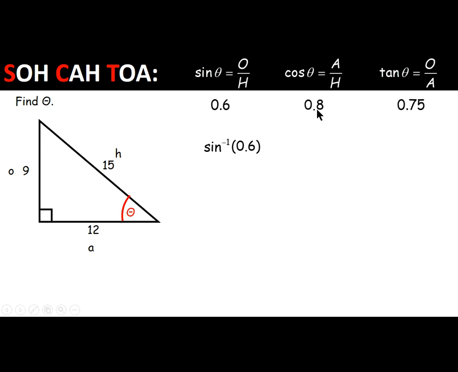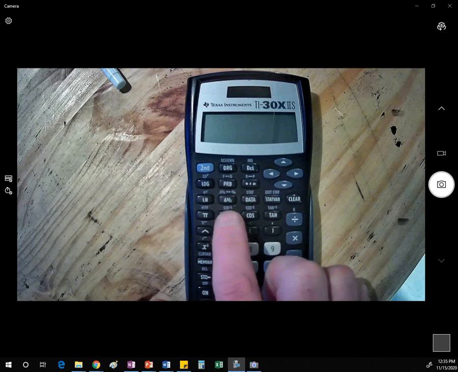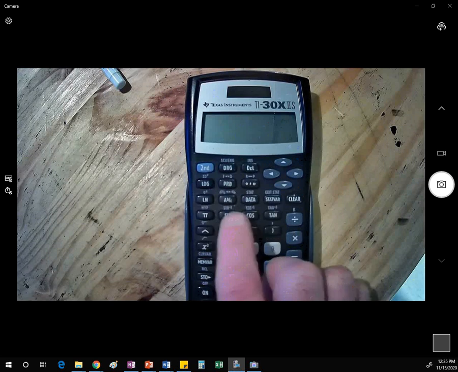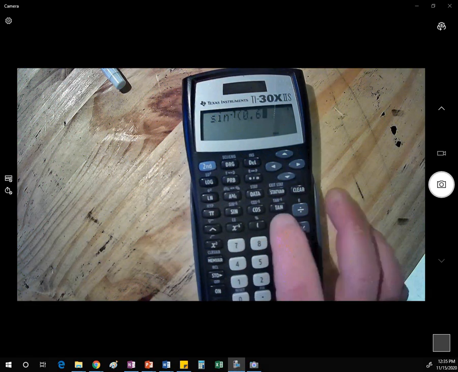Or we could do the cosine. We'd ask the calculator, look up the inverse cosine of 0.8. Or the inverse tangent of 0.75. How do we do that in the calculator? Well, in the calculator, you have your sine, cosine, tangent buttons. Depending on how the calculator works, in this one, inverse sine, inverse cosine, inverse tangent are right above it. It might be that you hit the button twice to get it, but in this case, we're going to hit second sine and put in 0.6 in our parentheses to do this.